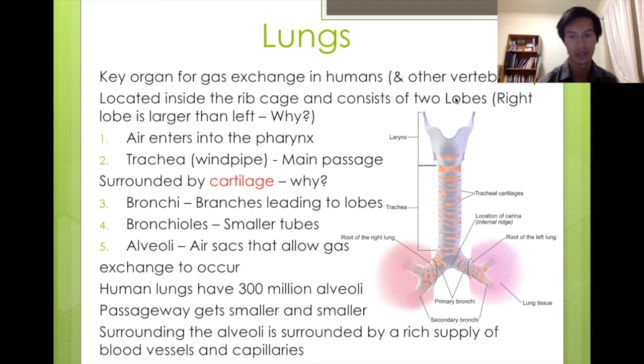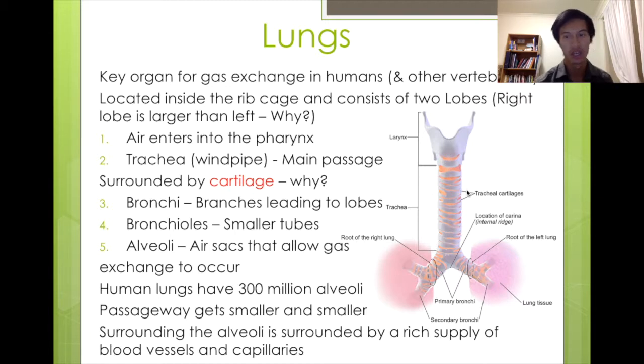Okay. Now, the process: air enters into the pharynx. Now the pharynx is at the top, and then it goes down the windpipe, which is called the trachea, and then it goes straight down into the bronchi. Now, the trachea or the windpipe is filled with cartilage.